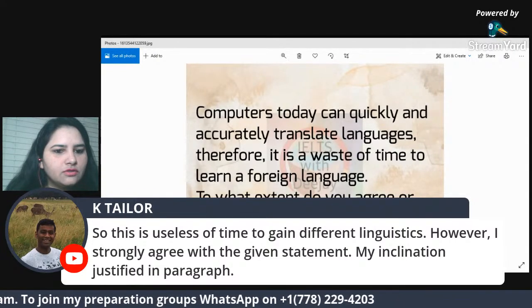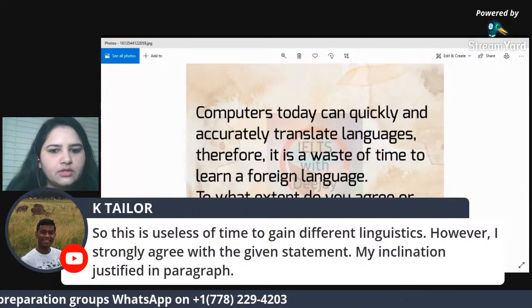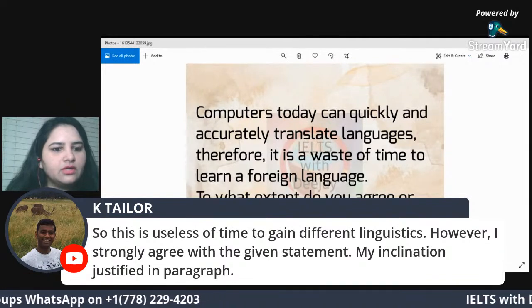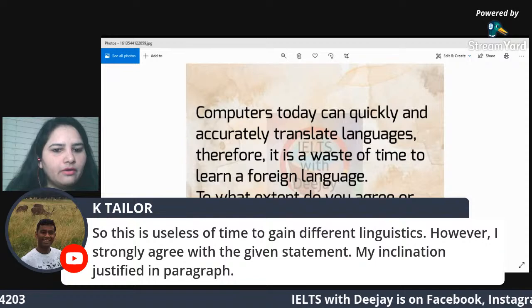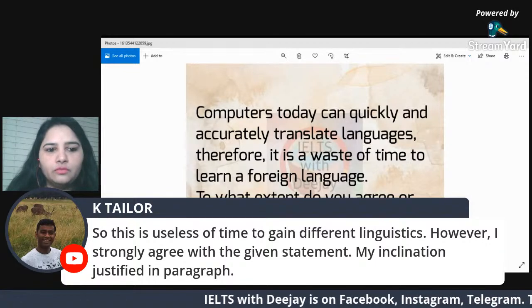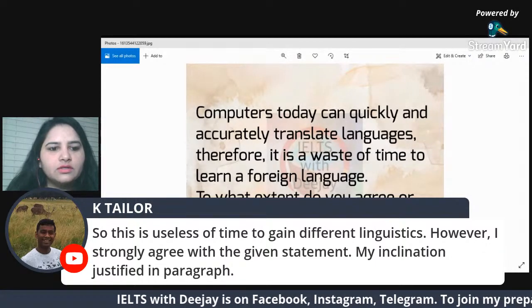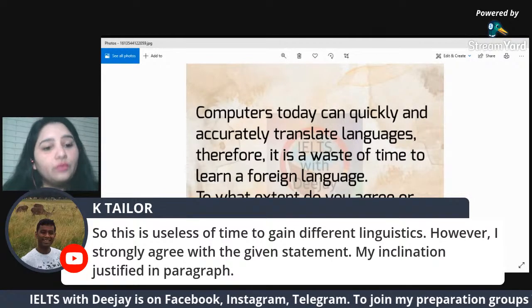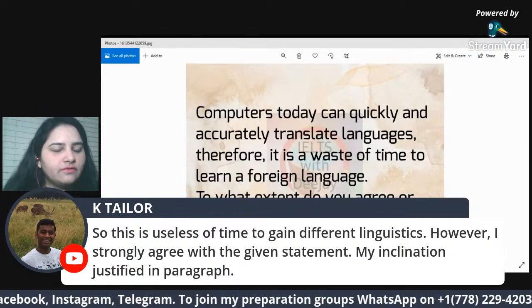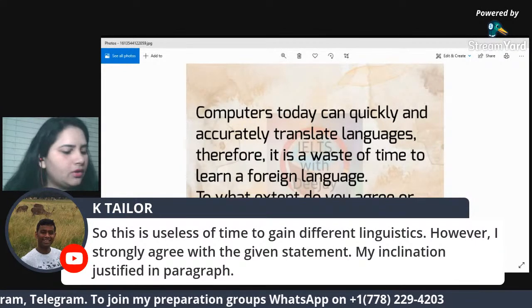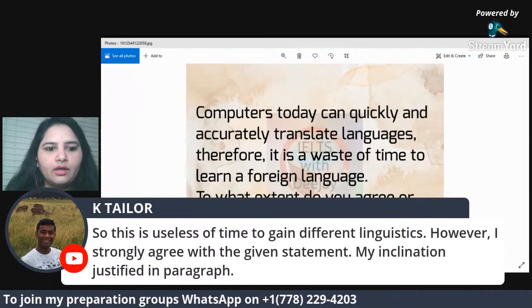So this is useless of time to gain different linguistics. However, I strongly agree with the given statement. My inclination would be justified in the paragraphs, because it has to be. You will be doing it. So you will say my inclination would be justified in the upcoming paragraphs. Okay, good one.